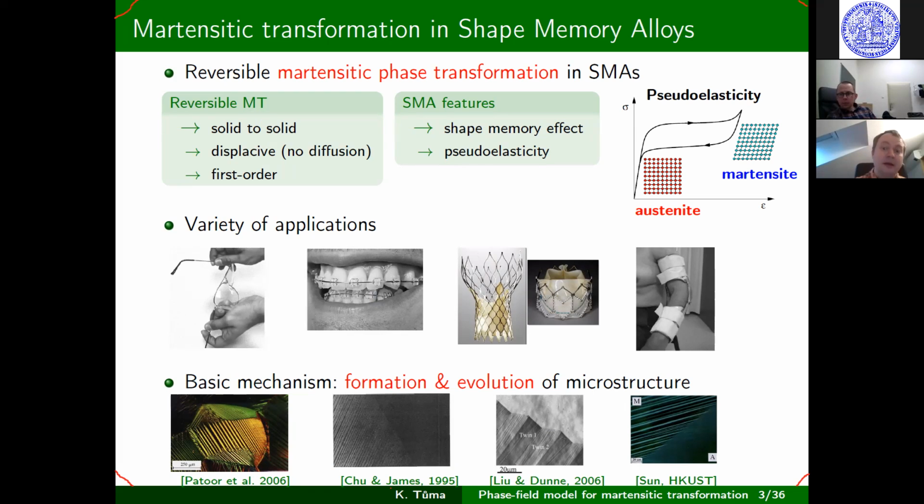where they should be. But if you use braces made from a shape memory alloy, here you can see an example of the stress-strain curve. You can see that for a large interval of strain, the stress is almost constant. So let's say if you get the braces for the first time and you are at this point, and after some time the teeth are getting better, you get to this point, the force is almost the same and you do not need to go to the doctor so often.